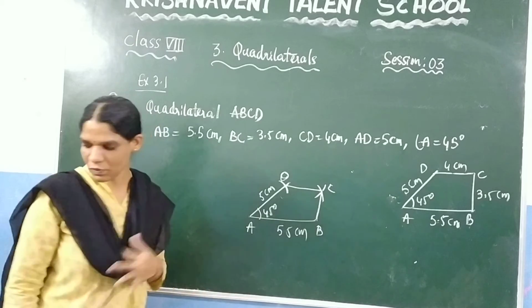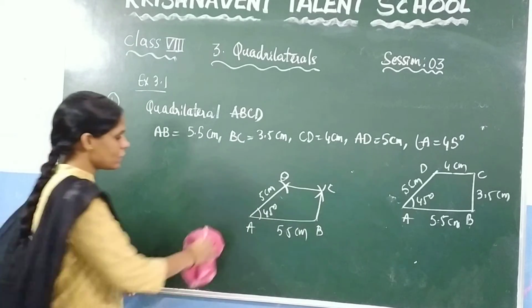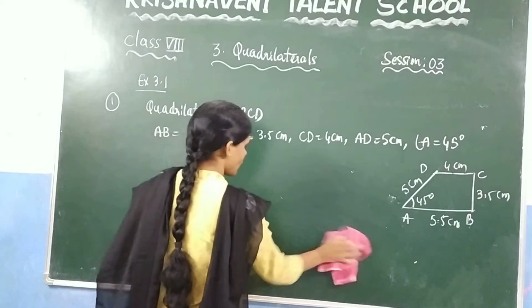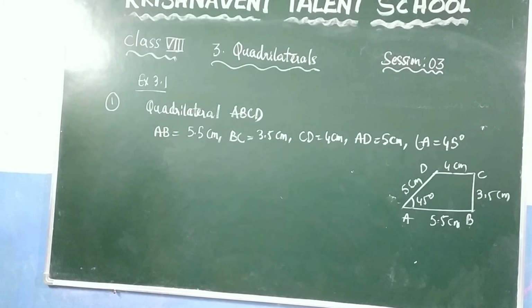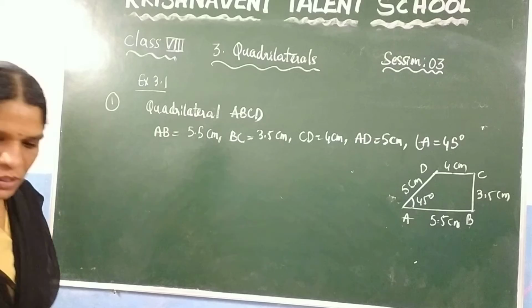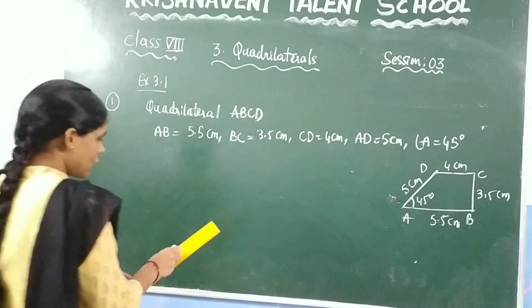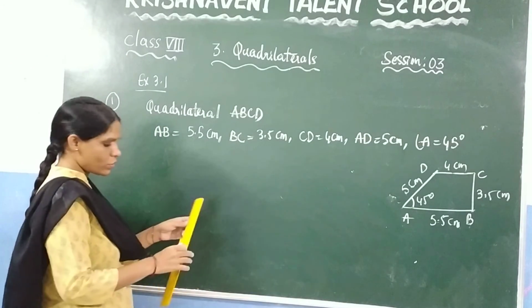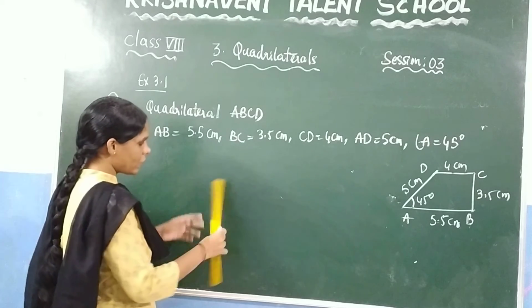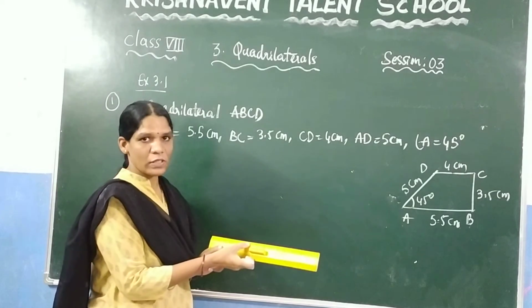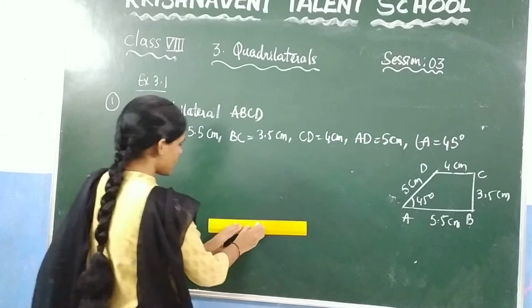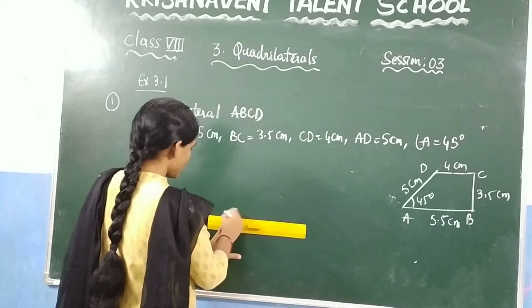Now see the exact one, how to draw the quadrilateral. So what we need to do? We need to draw the line segment of 5.5 centimeters. So here take the scale and draw 5.5. So you know how to draw the 5.5. Here 5 will be there. In the middle 5.5 will be there. So take the line segment which is of length 5.5.